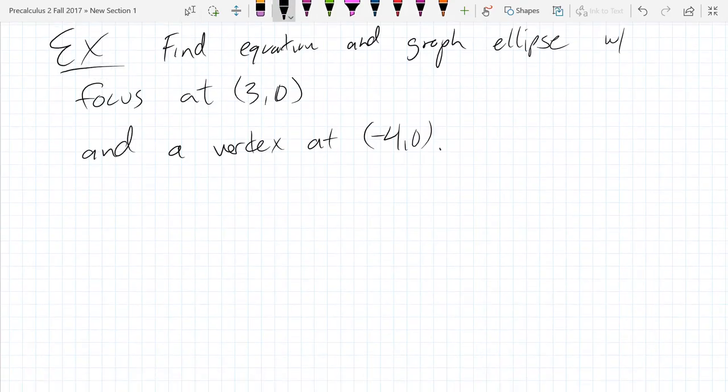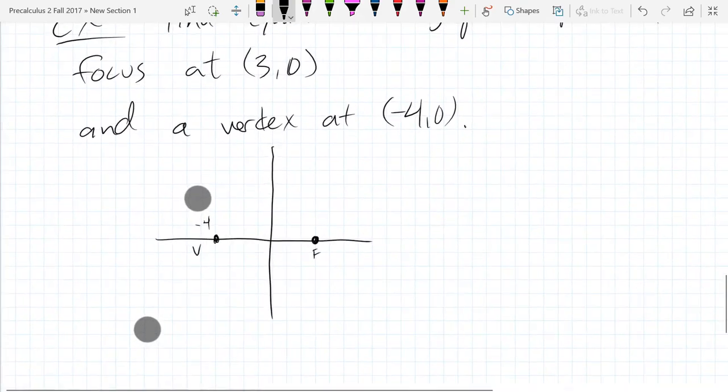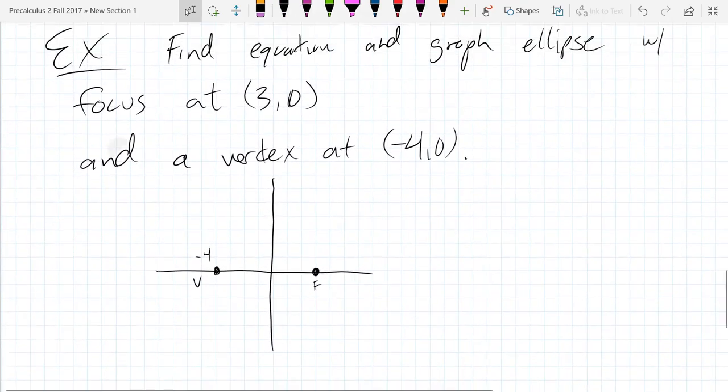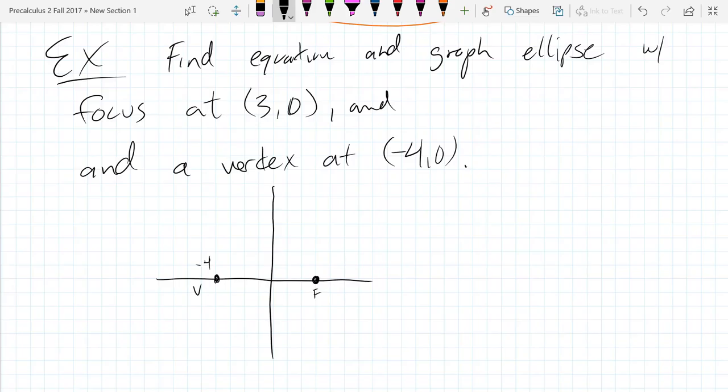So let's go ahead and draw this out. So we have a focus at 3, 0. I'm going to label this with a little f. Vertex negative 4, 0. Label that with a v. I think I need to write down the other focus as well, I'm pretty sure. So the other focus will be minus 3, 0.